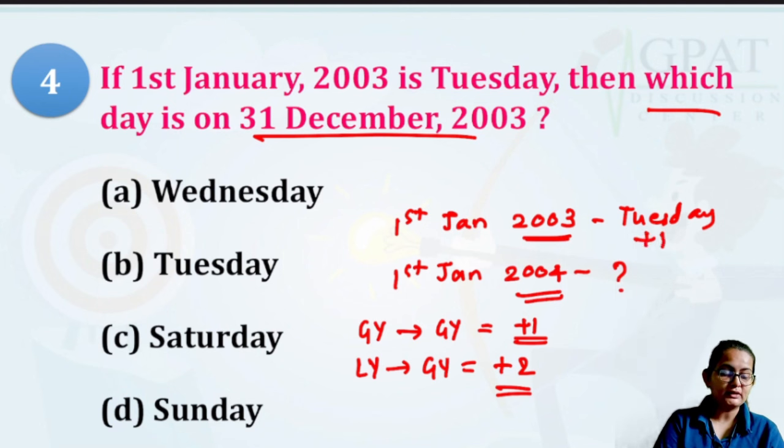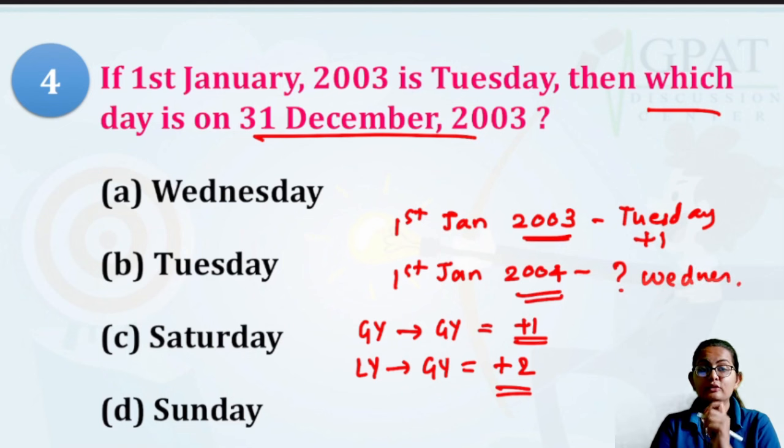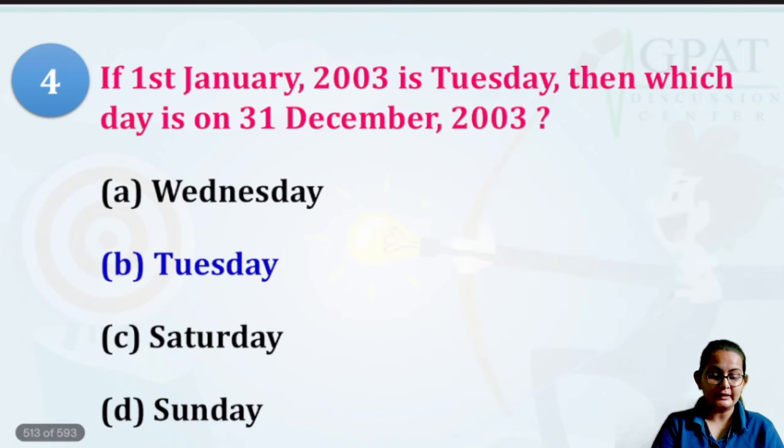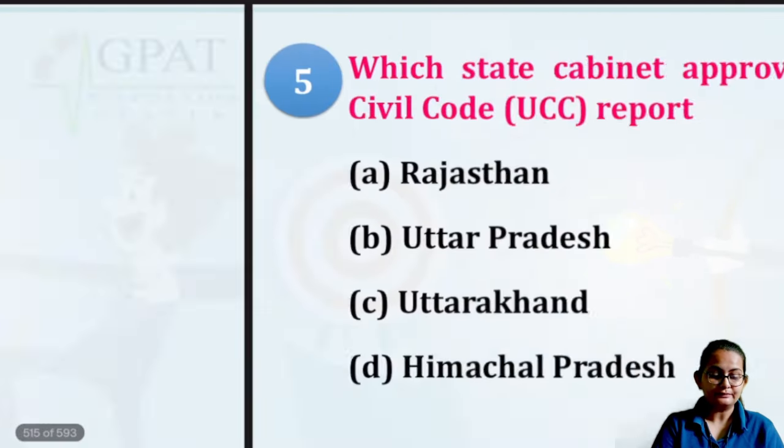So Tuesday +1 would become Wednesday. So 1st January 2004 is Wednesday. That means 31st December 2003 would be Tuesday itself. So you got the correct answer. Tuesday is the correct answer. I hope you got this correct.